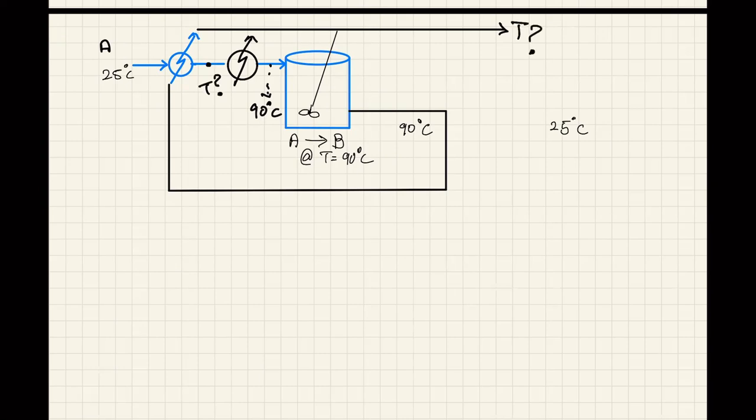We know that this will be very much close to 25 degrees Celsius, but we don't know up to what it can actually exchange the heat. So designing of the problem for this exchanger is a typical rating problem, where we know that.